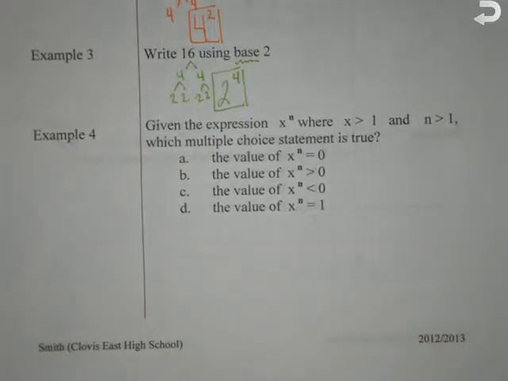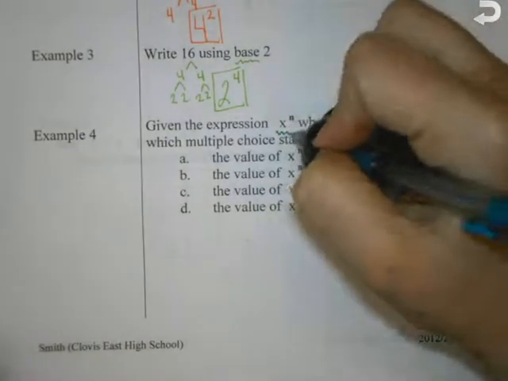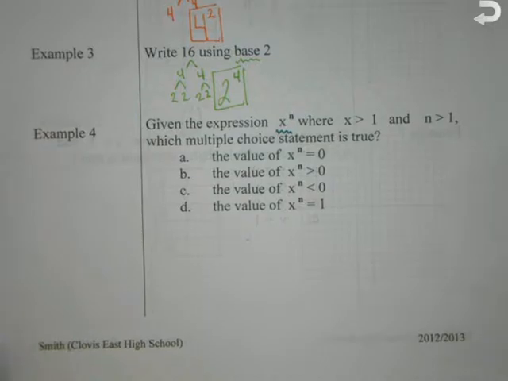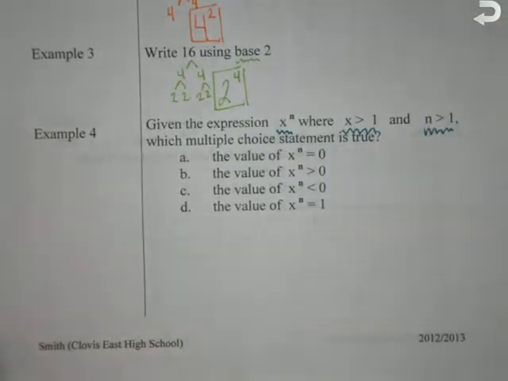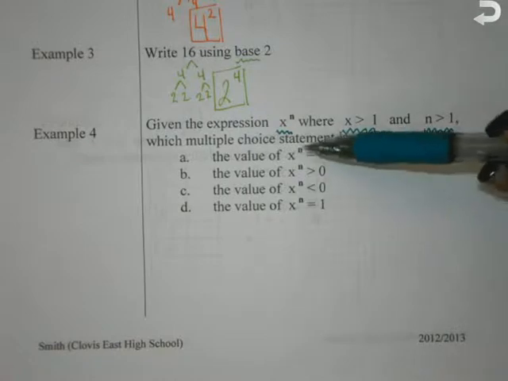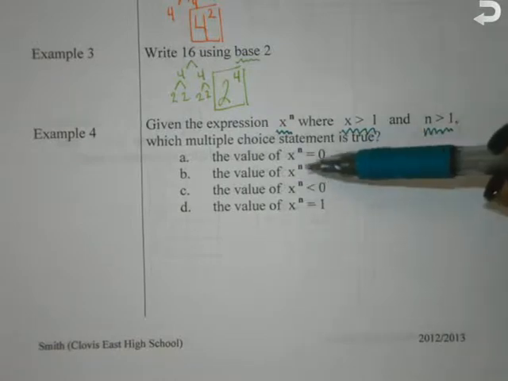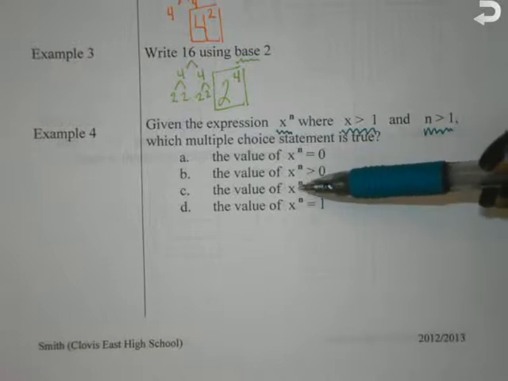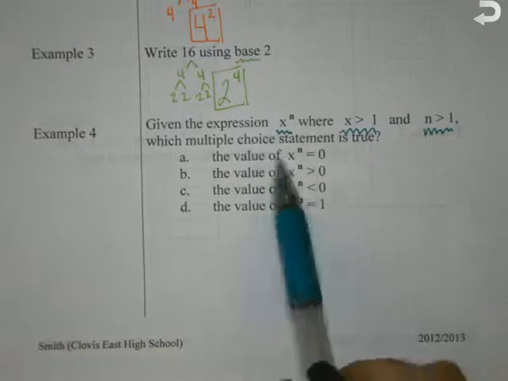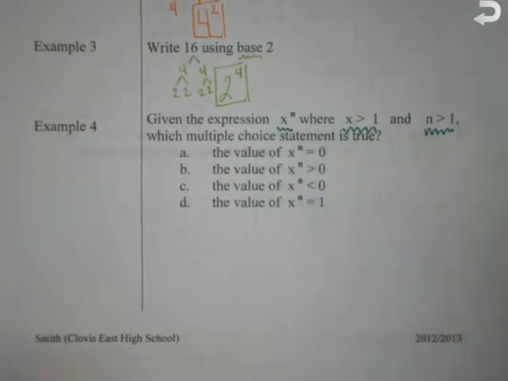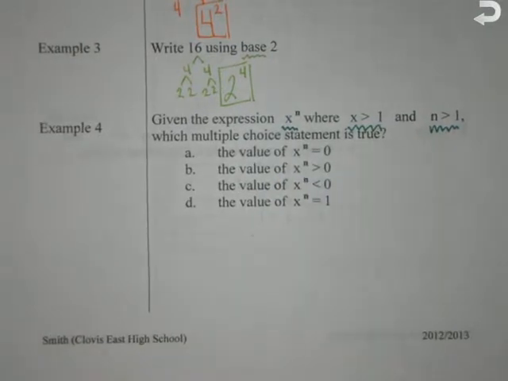Okay, so let's look at a couple expressions with exponents. I am giving you this expression, x to the power of n. And I am telling you that x has to be greater than 1 and n has to be greater than 1. Which multiple choice statement is true? Do not write all of these, but the value of x to the n equals 0. The value of x to the n is greater than 0. The value of x to the n is less than 0. Or the value of x to the n equals 1. So write down the expression and the 2 constraints. So x has to be greater than 1 and n has to be greater than 1.